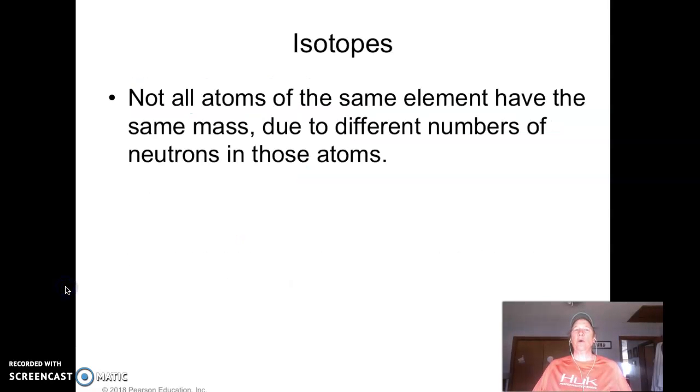Okay, so we know there's isotopes, that not all atoms have the same mass because they have a different number of neutrons. And just about every element has at least 2 isotopes. A neutron doesn't really affect it much, it just makes it a little lighter or a little heavier. But since it doesn't have a charge, it doesn't mess with any of the electron-proton reactions.